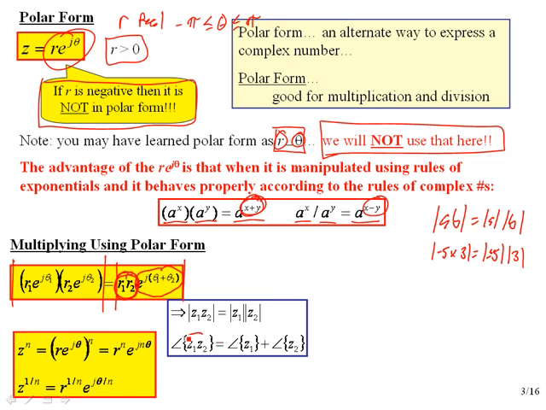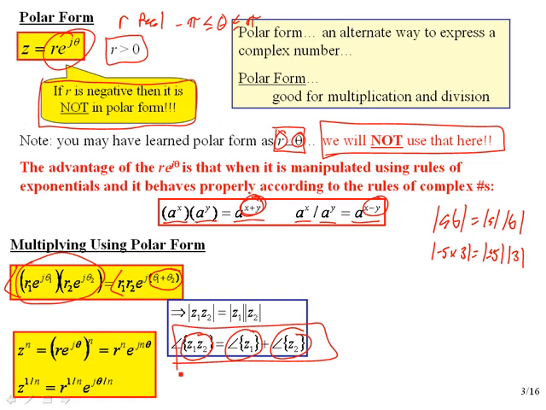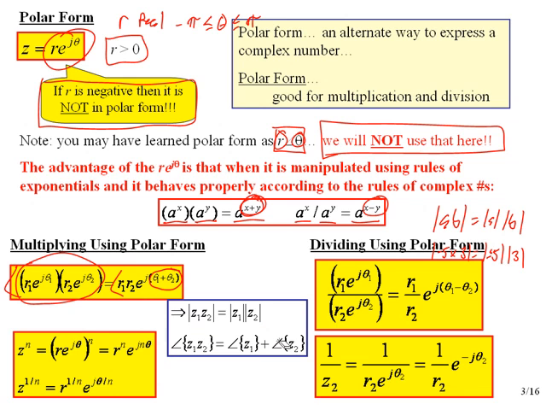The other part of this is that if we want the angle of the product of two complex numbers, all we have to do is add the two angles. And again, that comes from this result. The angle of this whole thing is the angle of this, and the angle of that is just this, theta 1 plus theta 2. That's what this is showing. Okay, so that's multiplication using polar form.